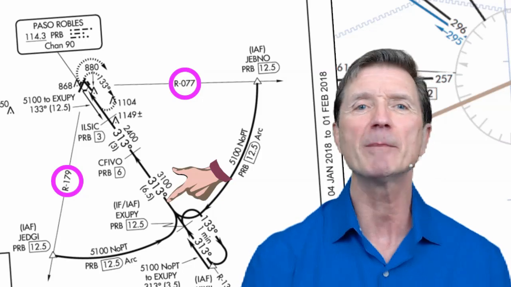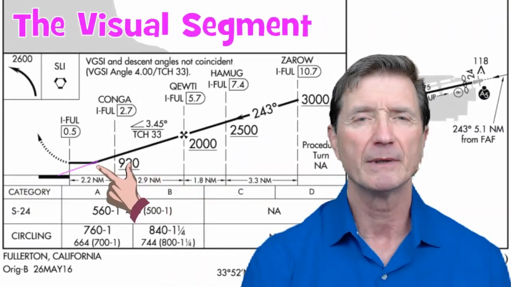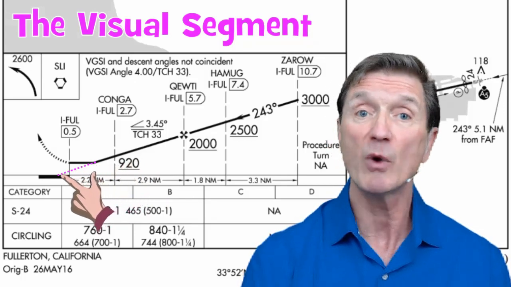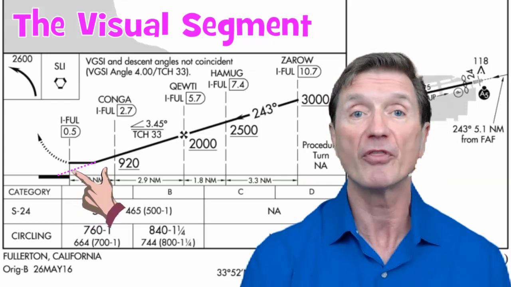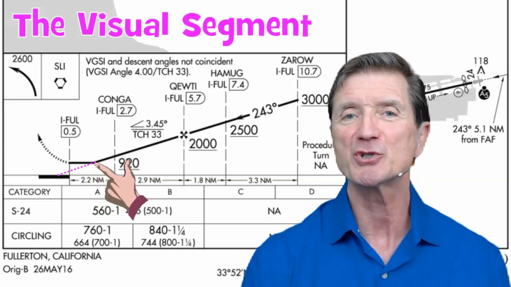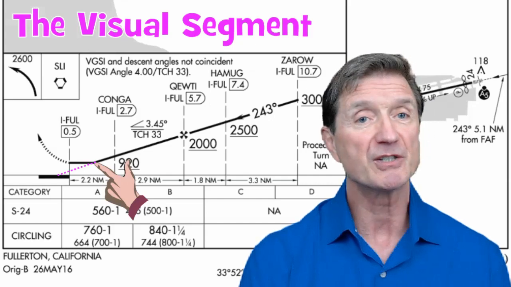That's interesting, but what about something known as the approach's visual segment? This is the segment from the MDA or DA to the runway touchdown point. Now, as an instrument pilot, you need to know where there are obstacles in the visual segment that could destabilize your approach. There are several clues to help you identify these obstacles.